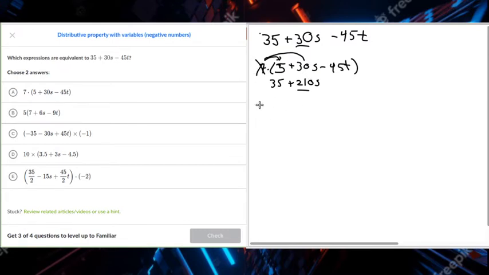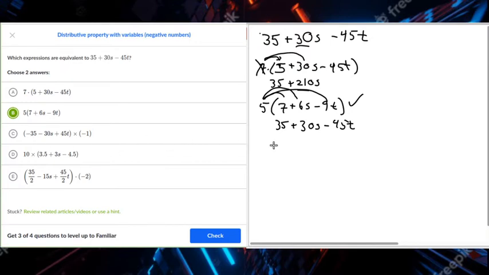So if we look at B, we'll have 5 times 7 plus 6s minus 9t, and here if we distribute out, we'll have 35, and then 5 times 6 is 30, so we'll have 30s, and then 5 times negative 9 is negative 45. So that one looks good.